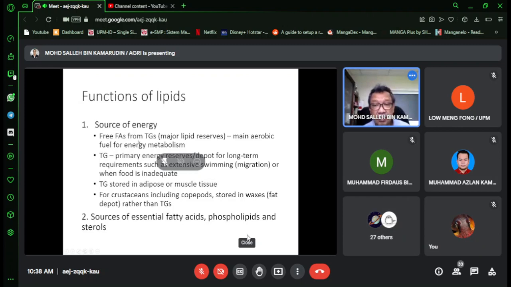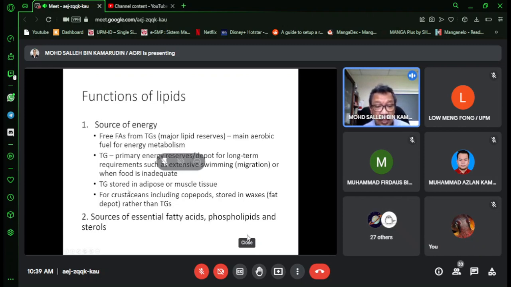Free fatty acid is usually the main aerobic fuel for energy metabolism. And then for triglycerides, the primary role is energy reserve or depot for long-term requirements such as swimming, when there is inadequate food available, so this energy will be used by the body.